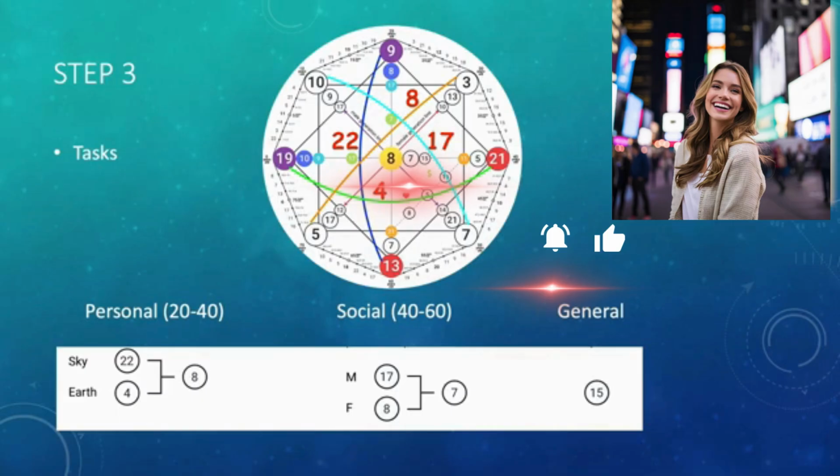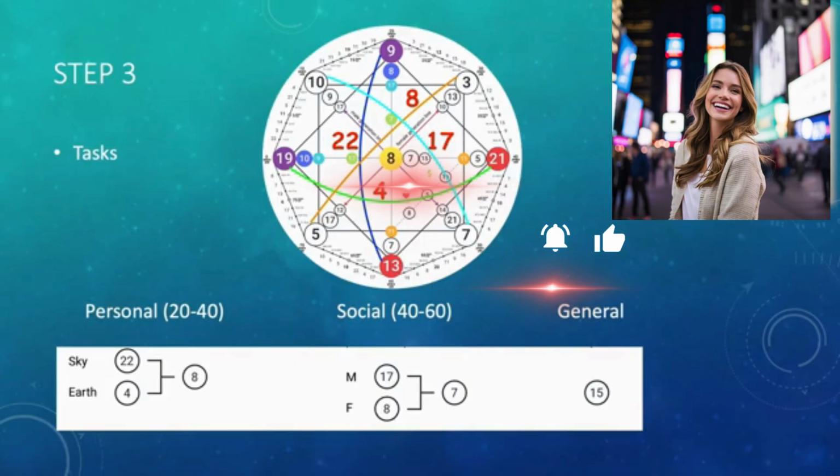To calculate the personal task, there is the skyline, the vertical line. You need to combine 9 plus 13, the top number and the bottom number, so the sum is 22. And the earth line is the horizontal line. In this case, it's 19 plus 21 is 40, so 4 plus 0 is 4. For the social line, you need to combine the 2 numbers on the ancestors line, on the paternal and maternal lines. And general is the sum of personal and social, so 8 plus 7 is 15.